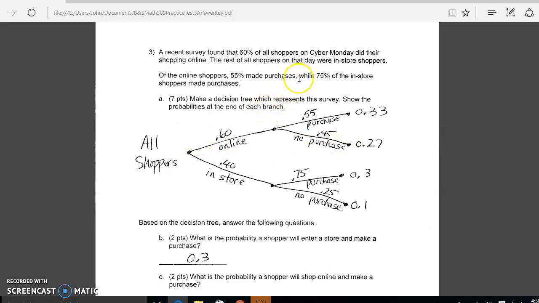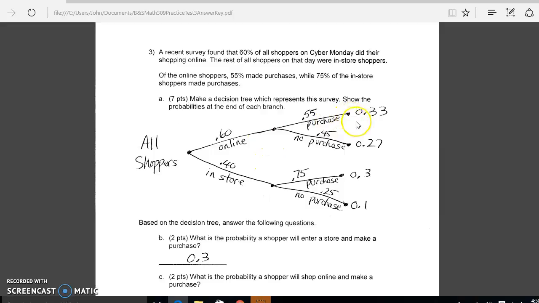Then it tells us the second part of the statement, while 75% of the in-store shoppers made purchases. So now we're talking about the in-store shoppers, and we're told 75% of them made a purchase. That's represented by this branch, 0.75 made a purchase, and that means that 25% of the in-store shoppers made no purchase. That's represented by this branch right here, 0.25 made no purchase.